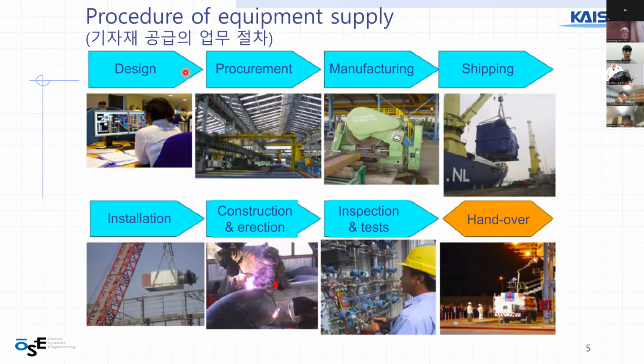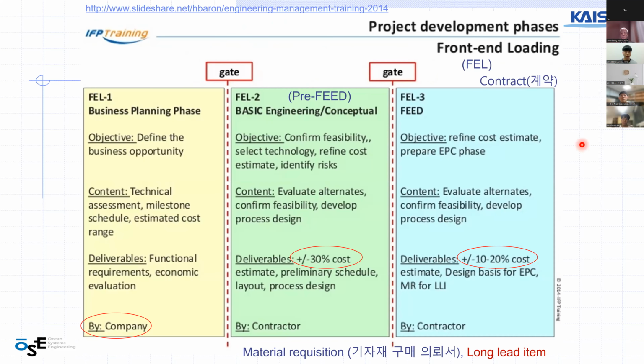This is a similar procedure of equipment supply: design, procurement, manufacturing, shipping, installation, construction and erection, inspection and tests, and handover. And this slide is for front-end loading, FEL. FEL contains the FEED part. This figure shows the process of the planning phase up to FEED.